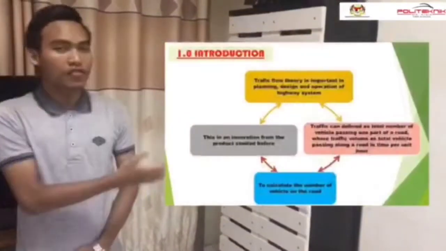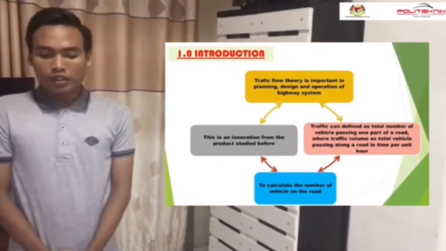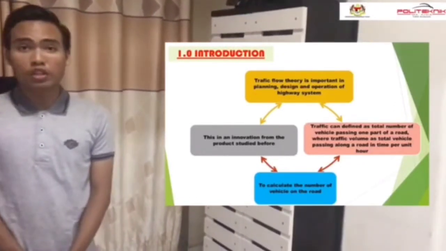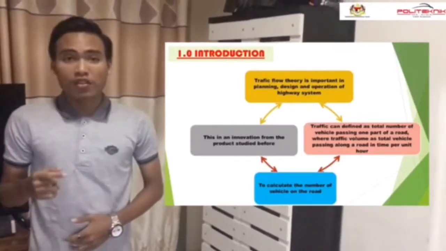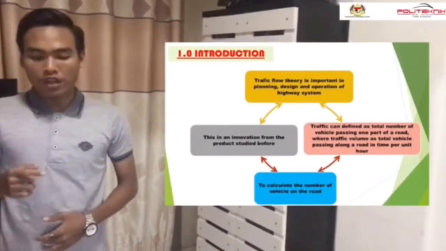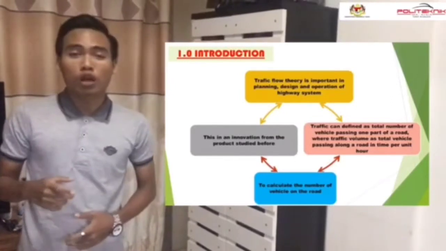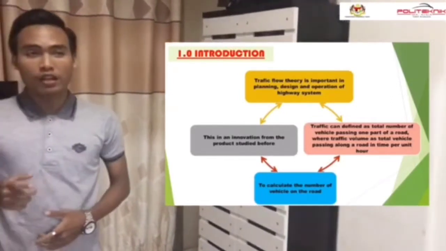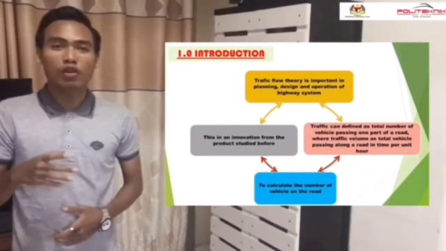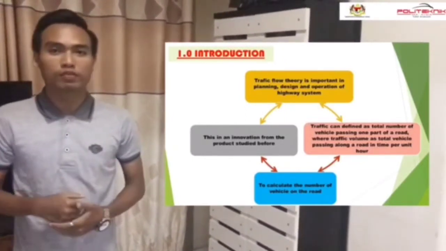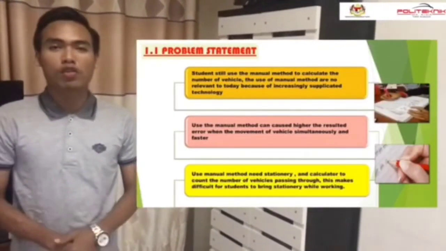As we can see in the first slide, it is the introduction of our final year project. The introduction of traffic flow theory is important in planning, design and operation systems in highways. Traffic can be defined as the total number of vehicles passing one part of the road. This is used to calculate the number of vehicles, and our product is an innovation from the product they have studied before. The next slide, I will show you our problem statement in our final year project.